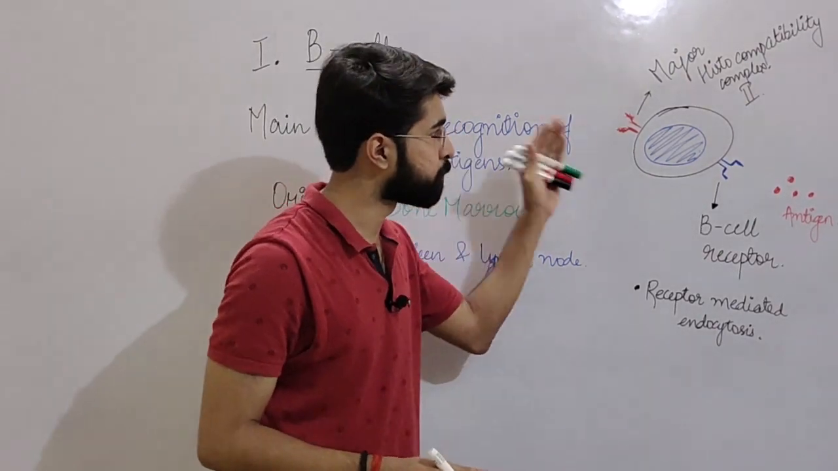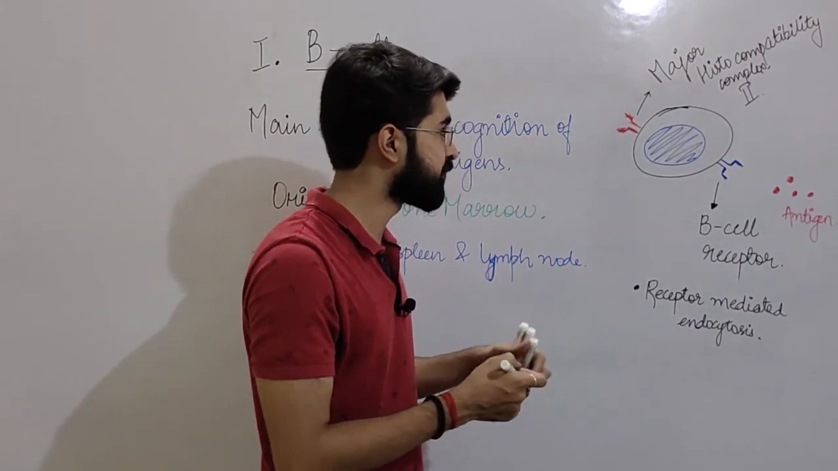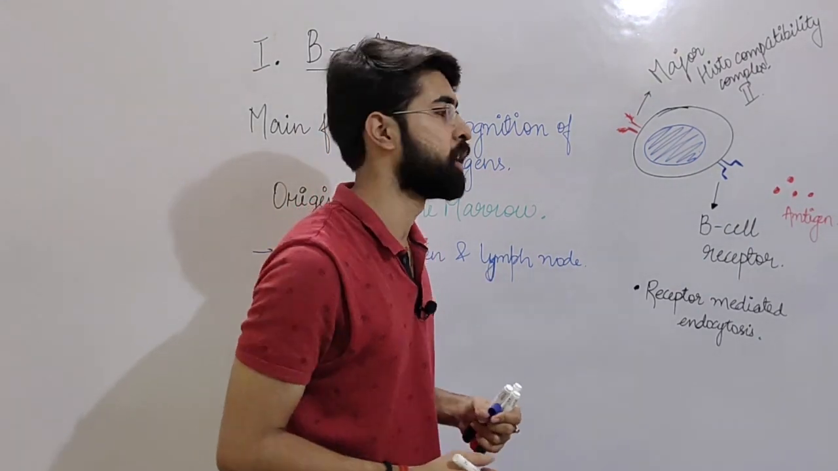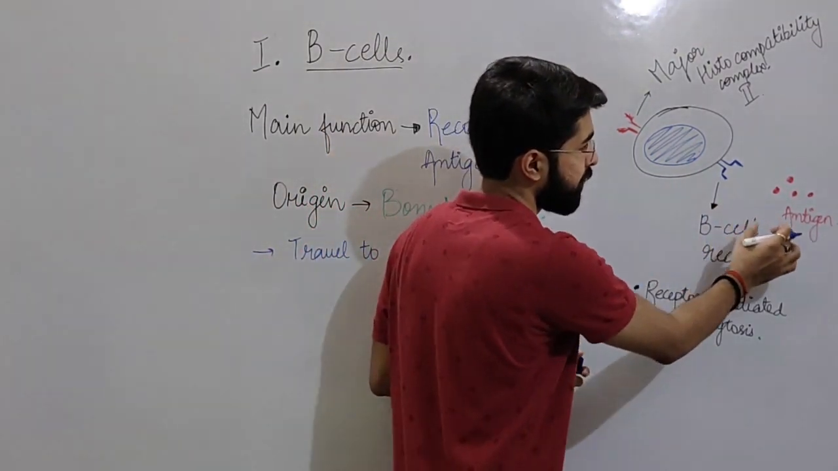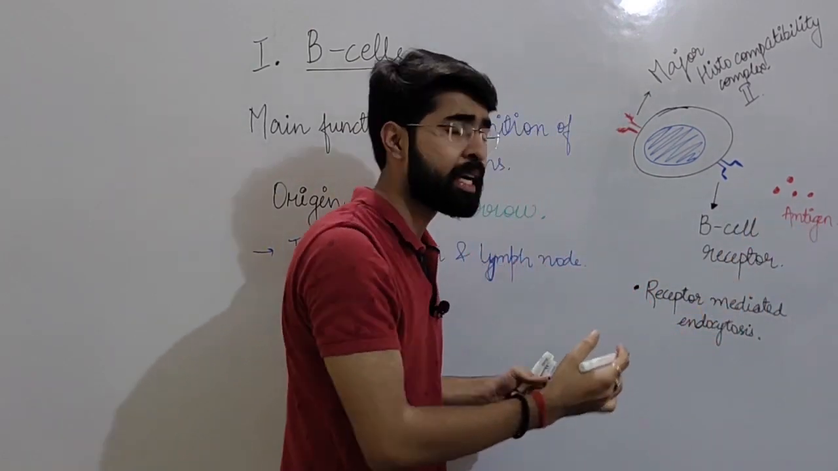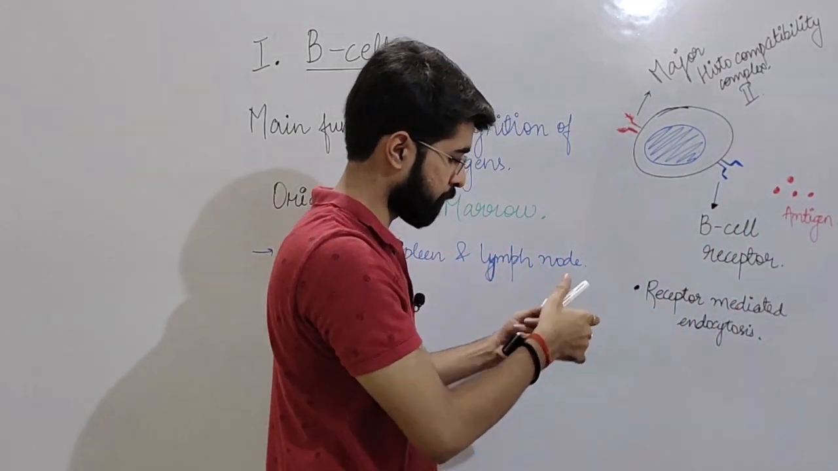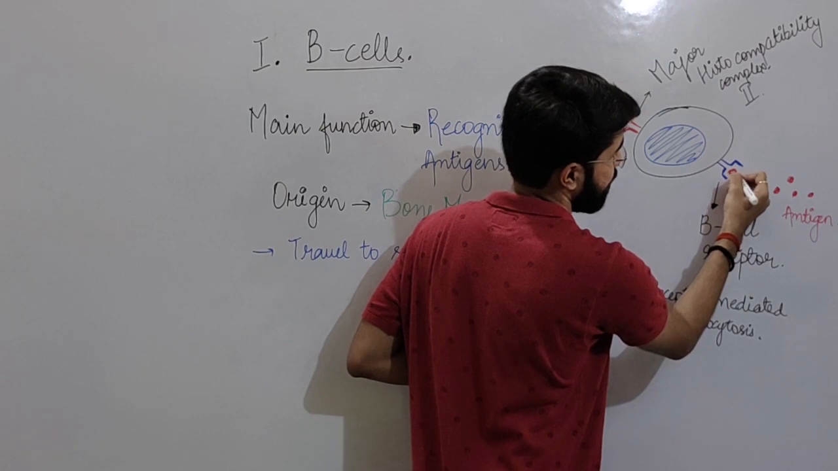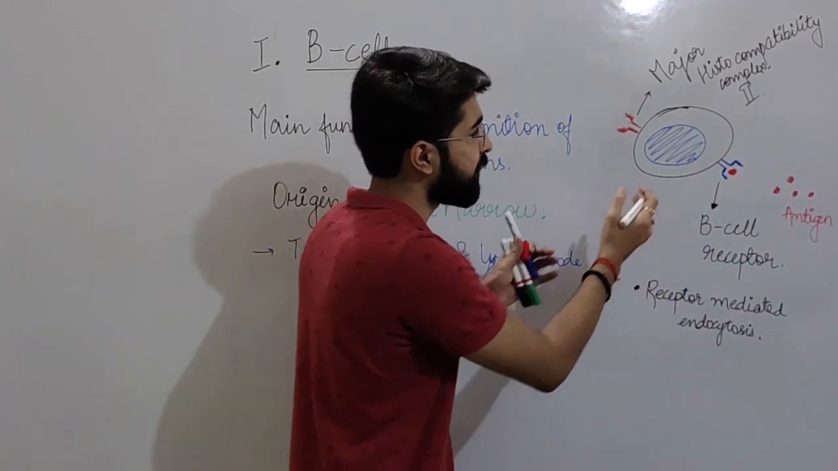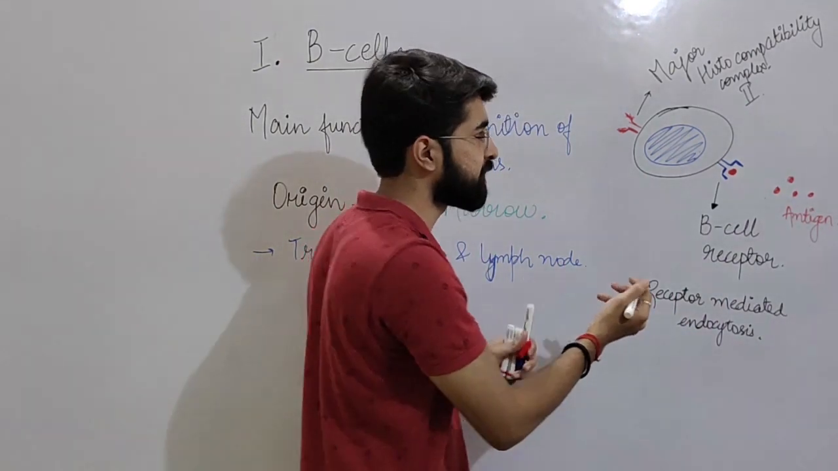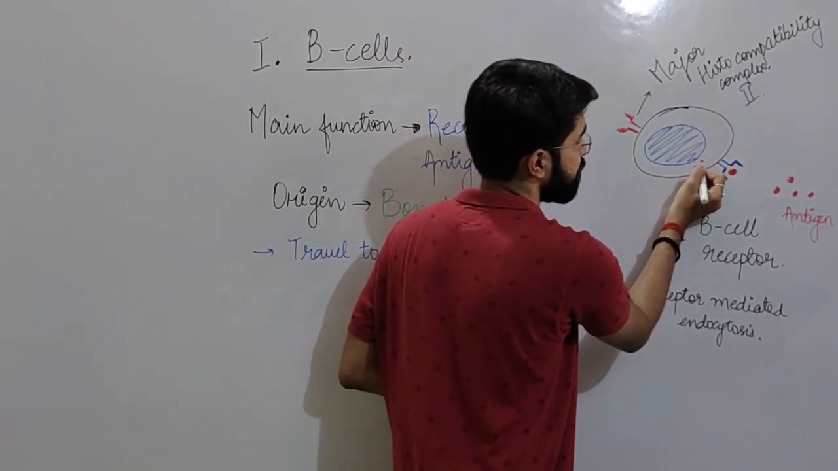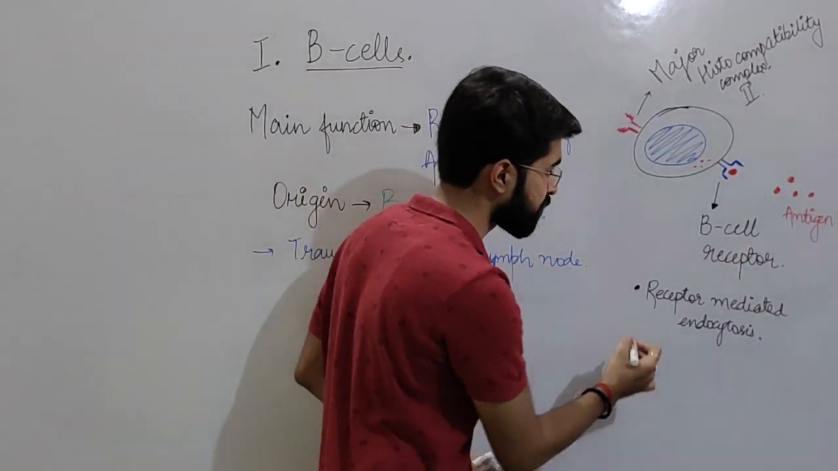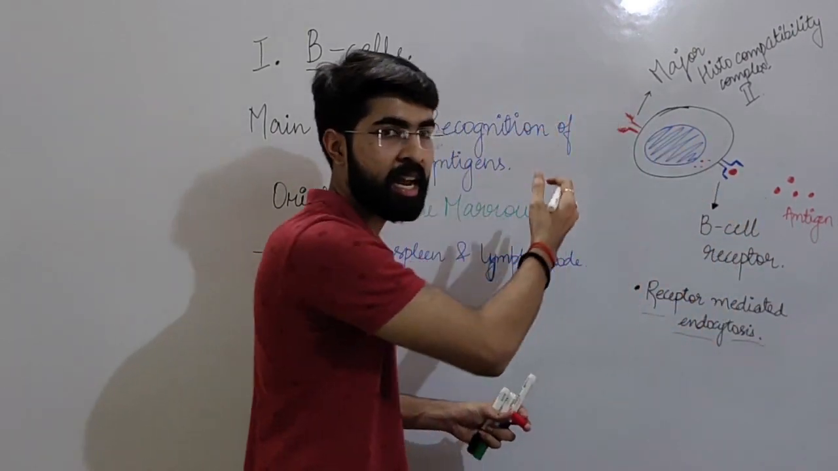Now you can see a basic diagram of a B cell over here, in which you can see a big nucleus, and on the surface of the B cell there are B cell receptors. They recognize the antigens by the B cell receptors. So this is the antigen, it comes on the B cell receptors and gets recognized by the B cell and internalized, that is, it gets inside the cell, and this antigen is processed into various small parts with the help of receptor mediated endocytosis. This is the process by which the antigen enters the B cell and gets processed.